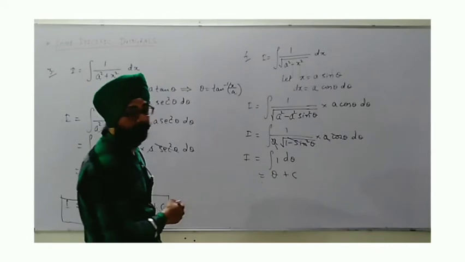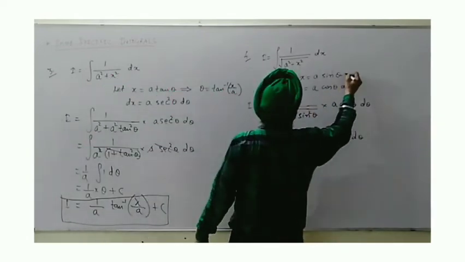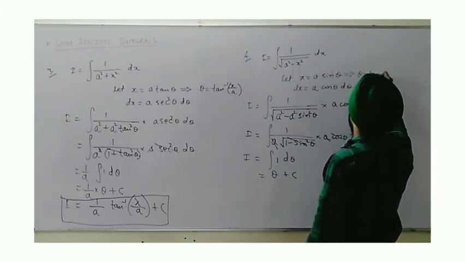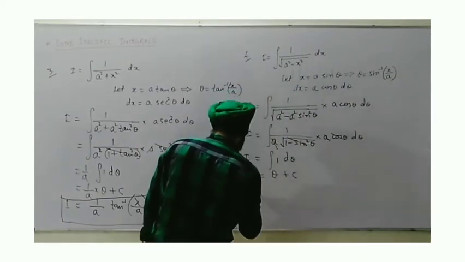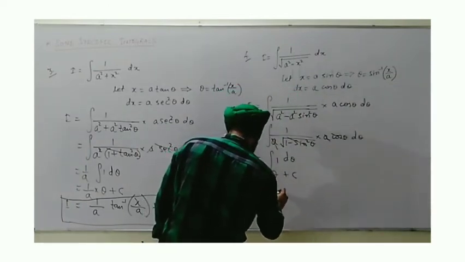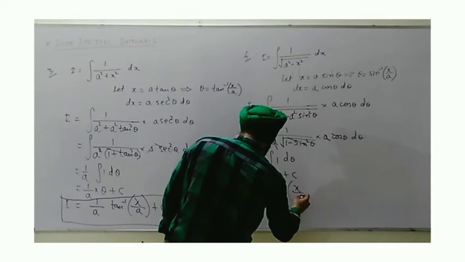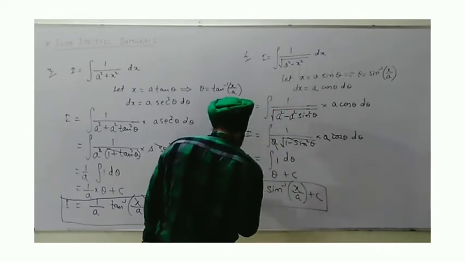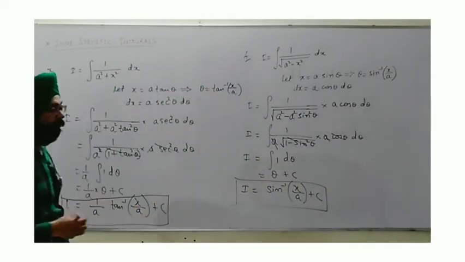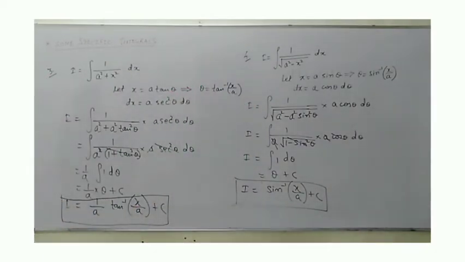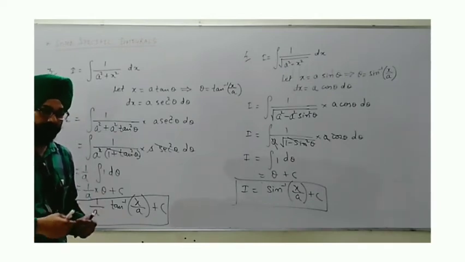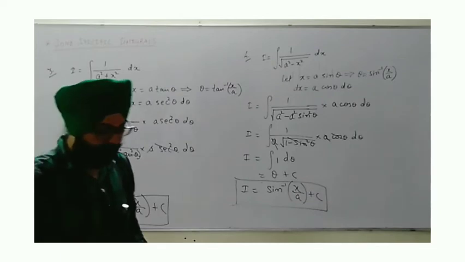The value of theta will be obtained from the relation of substitution we have obtained. This is theta equal to sin inverse x upon a. Substituting this value, we get sin inverse x upon a plus c as the integral of the given function. I hope this much is understood. We will see two more patterns on the same basis.